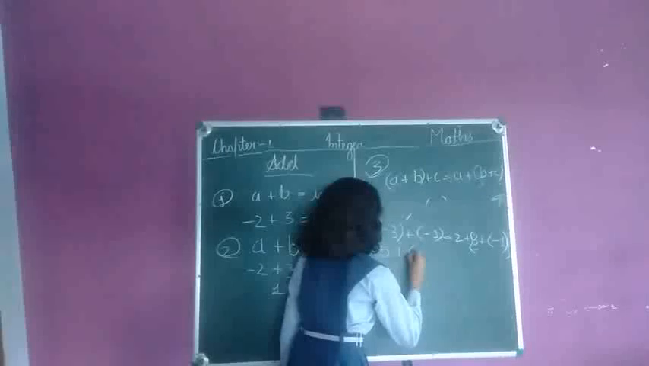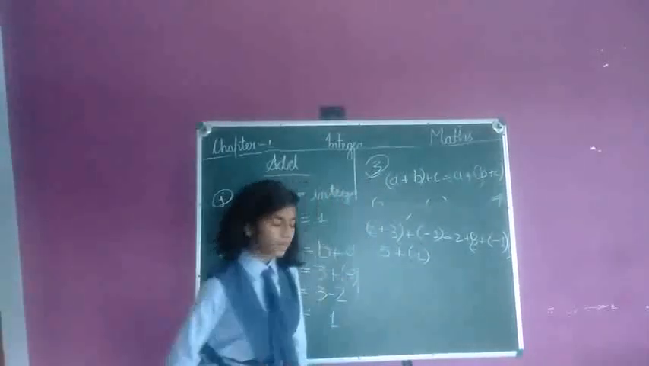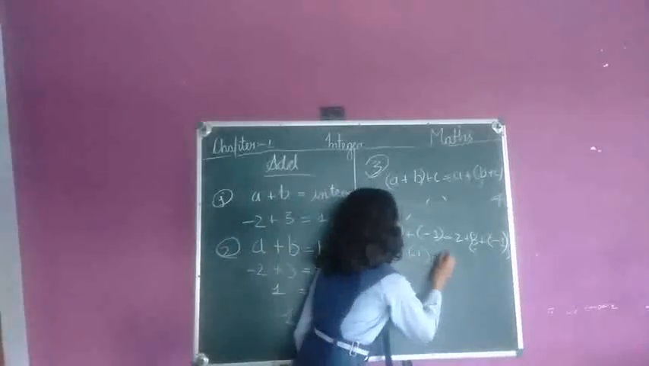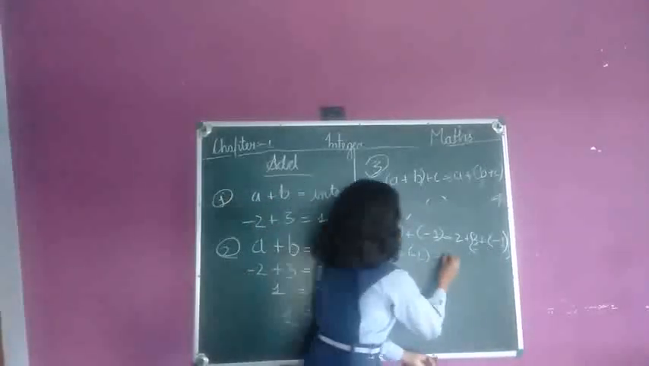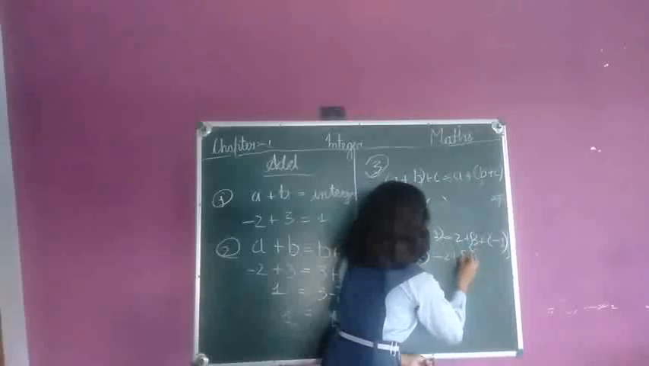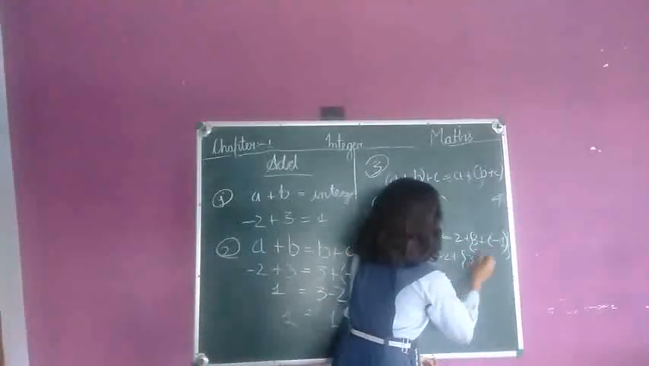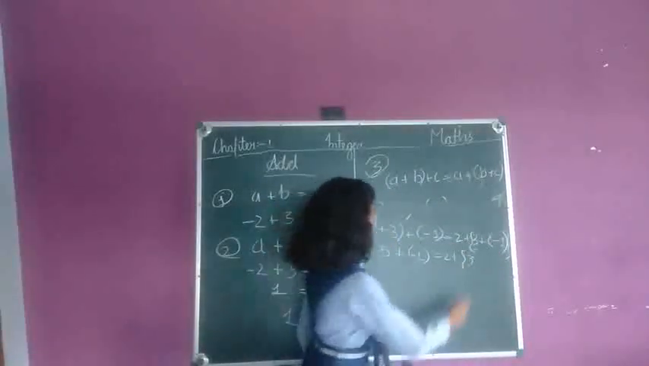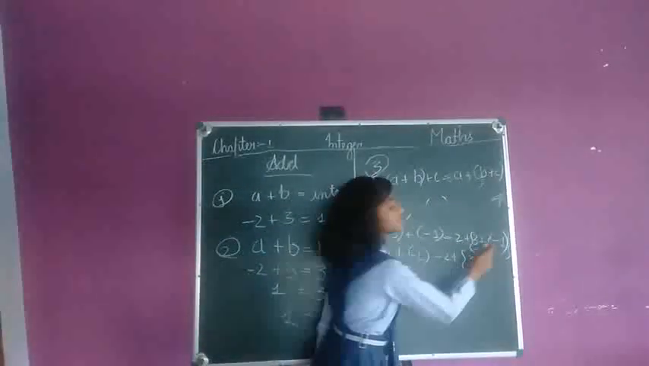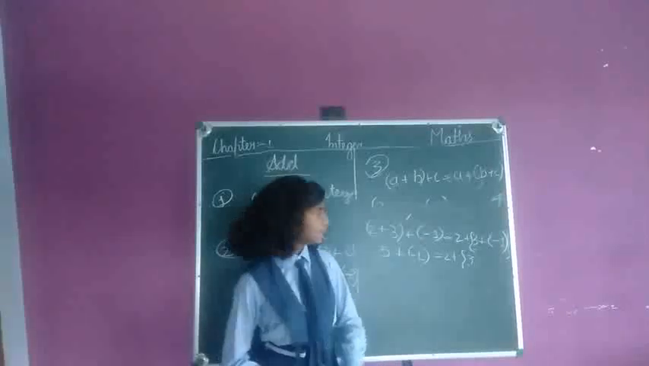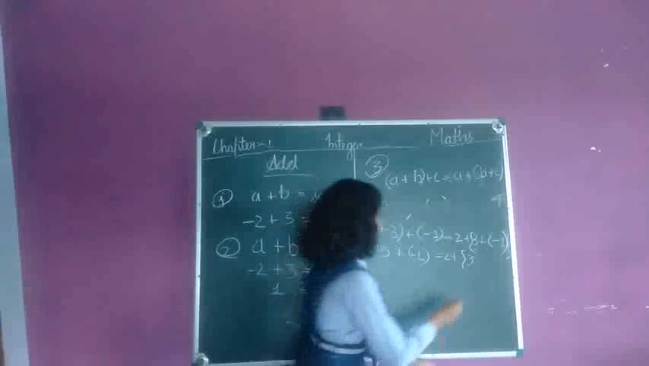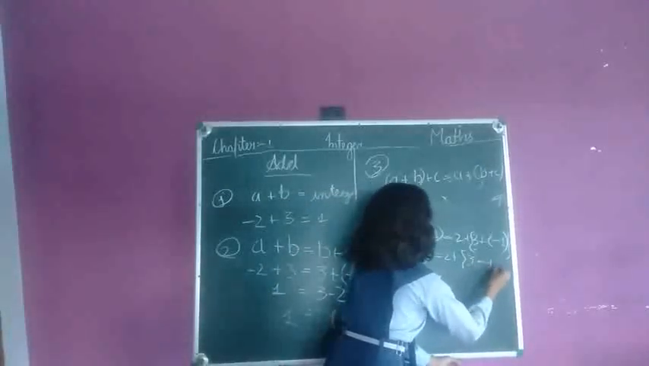minus 1. Okay? This minus 1 equals to 2 plus bracket 3. First we will solve this bracket, means the small bracket. Then here is one positive sign and one negative sign. Then plus minus equals to minus. Use minus and write 1 here.